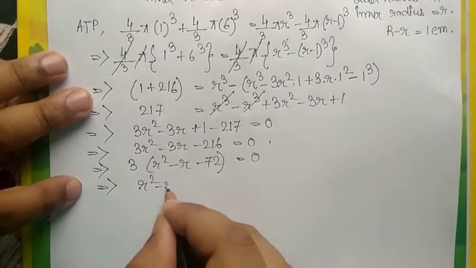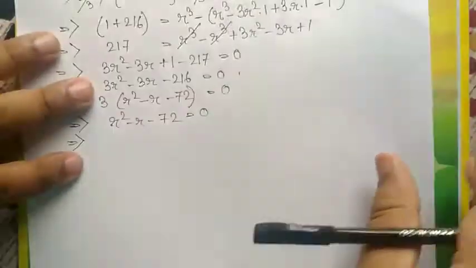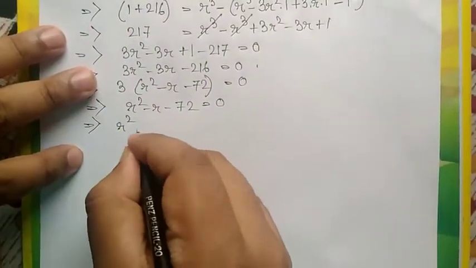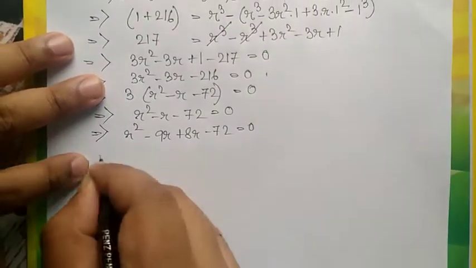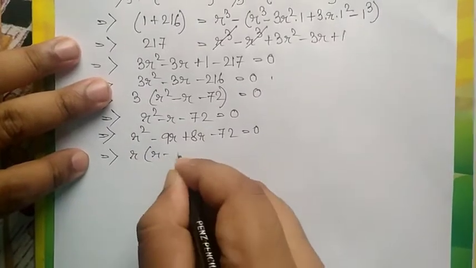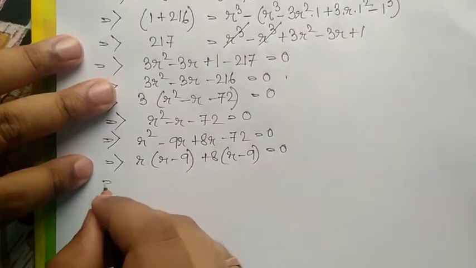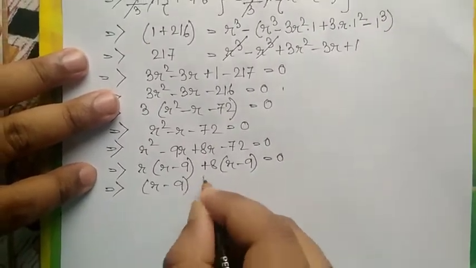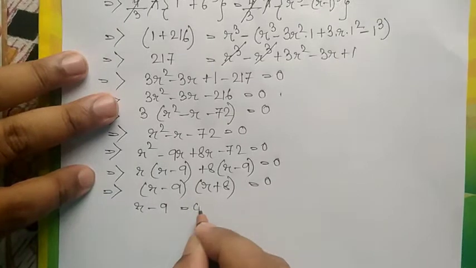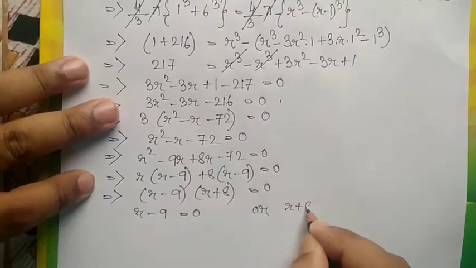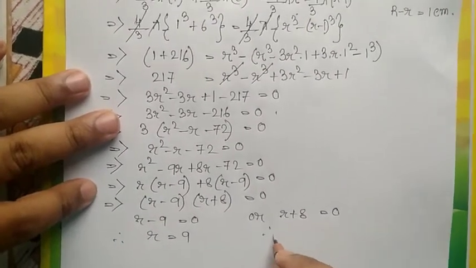So therefore r square minus r minus 72 equal to 0. Now we have to use the middle term procedure. r square minus 9r plus 8r minus 72 equal to 0. r into r minus 9 plus 8 into r minus 9 equal to 0. So r minus 9 and r plus 8 equal to 0. So r minus 9 equal to 0 or r plus 8 equal to 0. So r equal to 9 or r equal to minus 8.